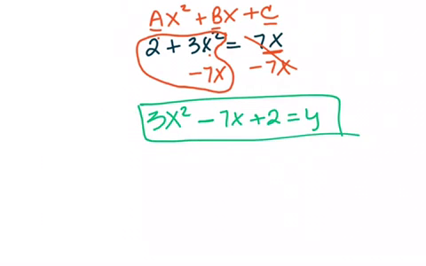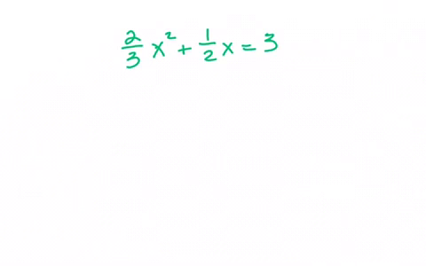That's the ax squared part. All right, there's one other thing I want to show you. What if you have this? 2/3 x squared plus 1/2 x equals 3. All right, now the problem is the fractions, because in writing in standard form, you're not allowed to have fractions. So watch what I'm going to do.